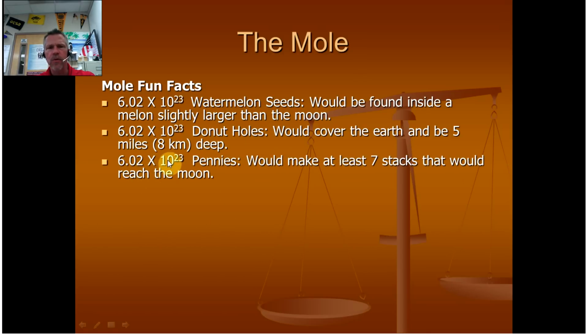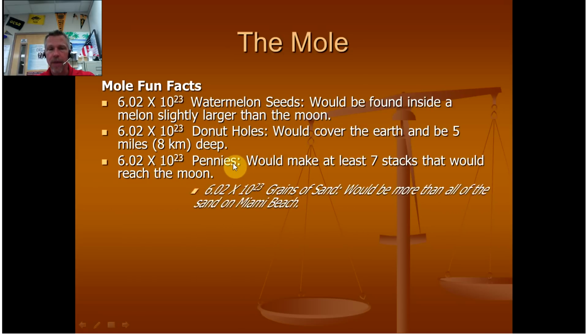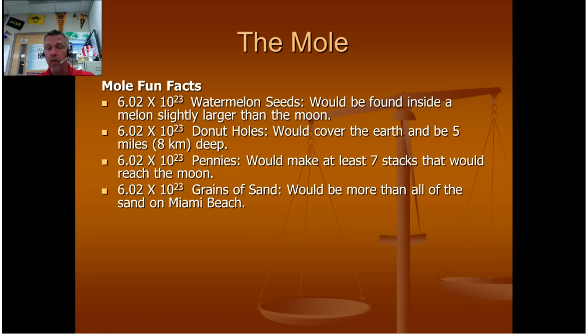If you had 6.02 times 10 to the 23rd pennies, it would make at least 7 stacks of pennies that would reach to the moon. I don't know why you'd want to make stacks of pennies up to the moon, but there you have it. If you had 6.02 times 10 to the 23rd grains of sand, it would be more than all the sand on Miami Beach.